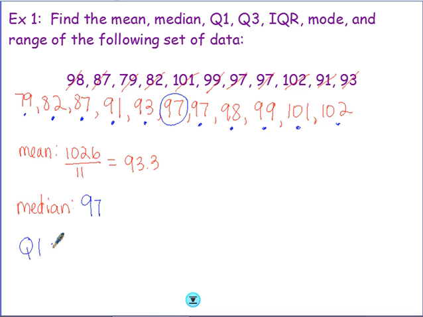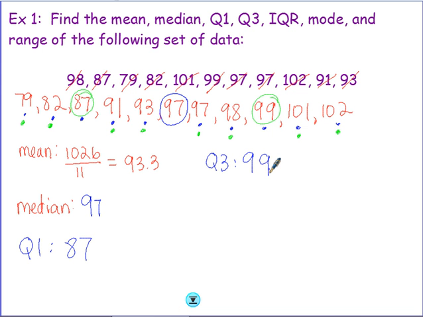The next thing they ask us to find is Q1. As our definition said, Q1 is when we do the crossing them off again, but we do only the numbers on the left side of the circled guy. Don't use 97, just the numbers on the left. So we're talking about 79 and 93, 82 and 91. So 87 is our Q1. We're going to repeat the exact same process to find Q3.